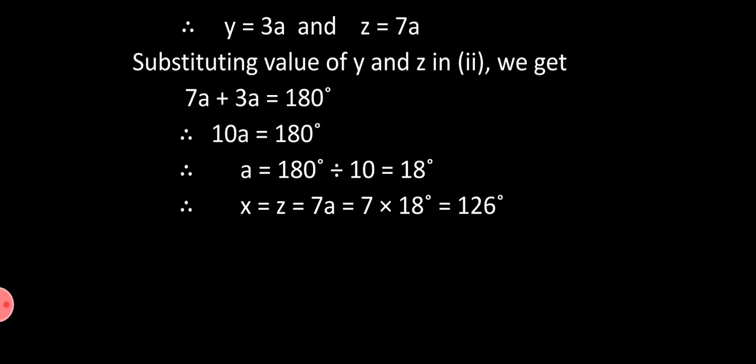Now insert the value of a to find the value of x. We know that x is equal to z. Now z is given as 7a. So we insert the value of a, that is 7 multiplied by 18 degree, that is equal to 126 degree.